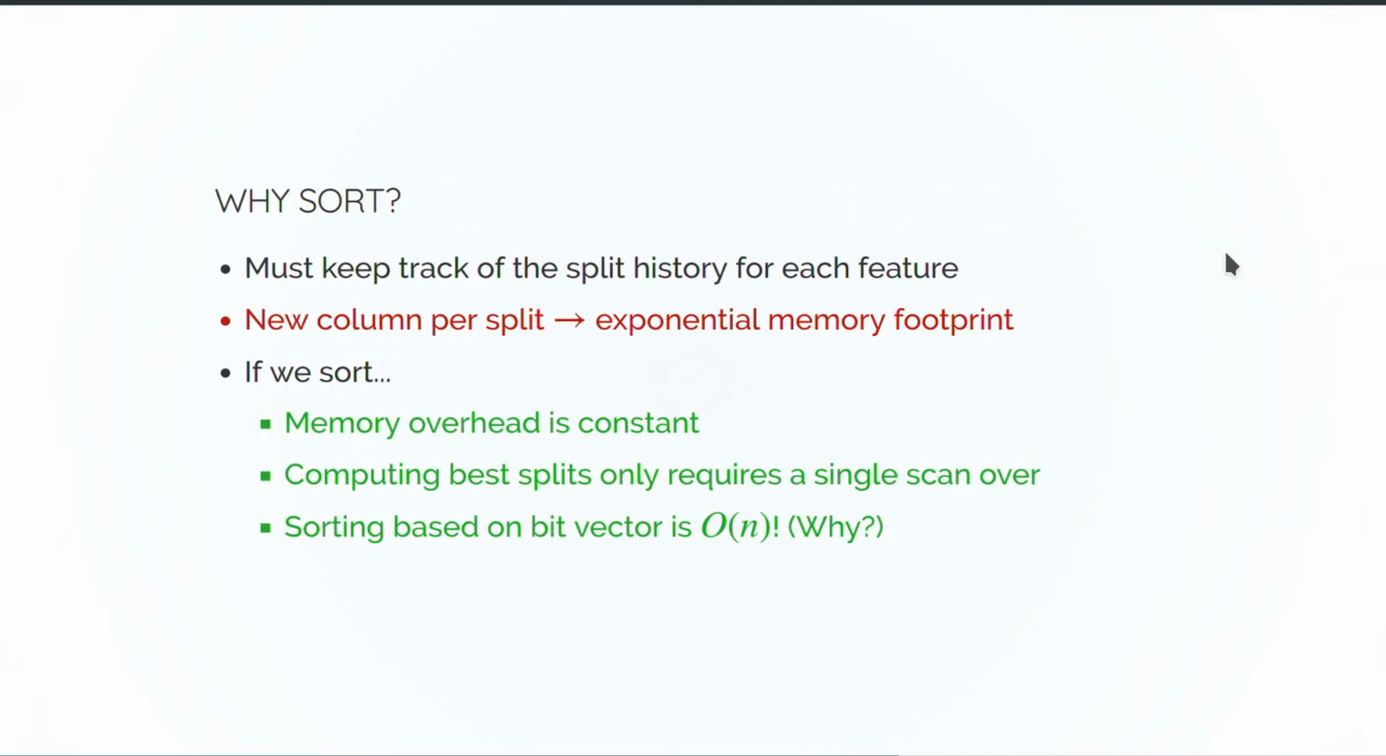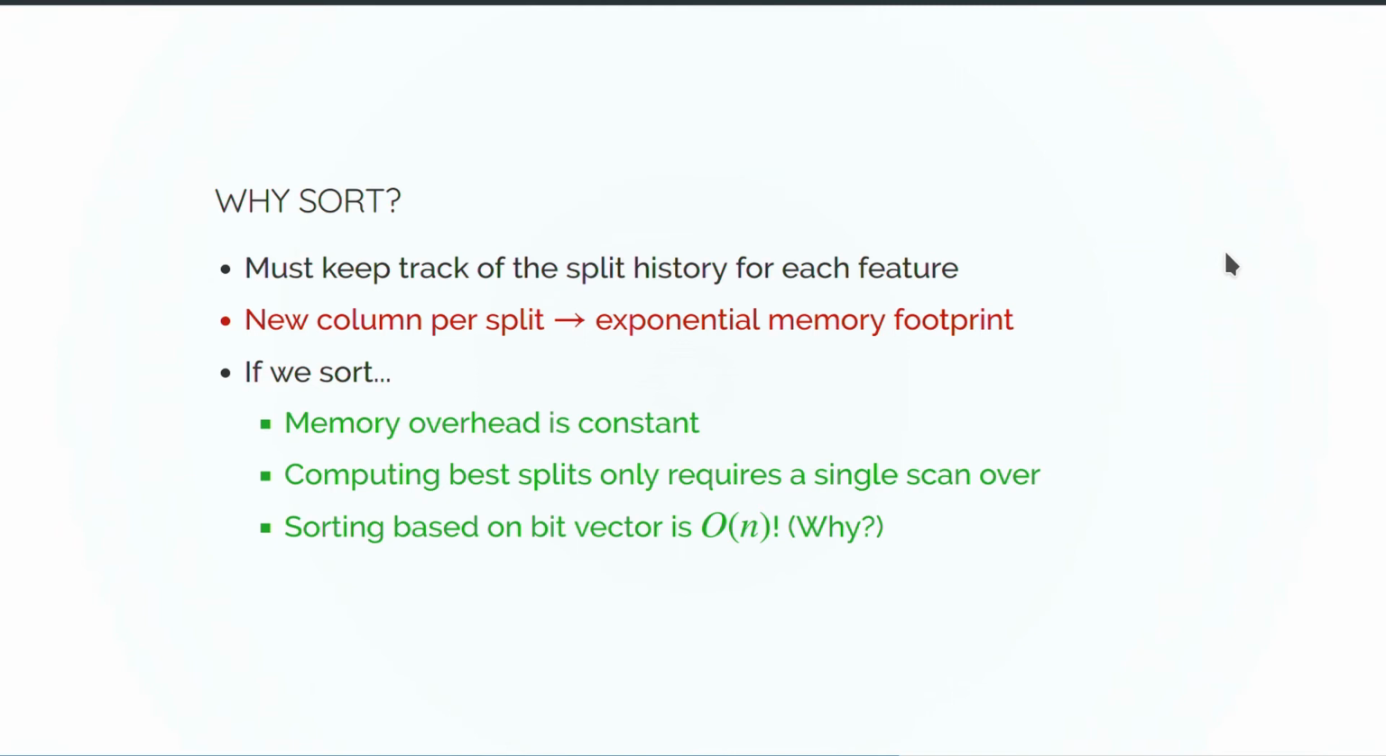Why do we do this sorting? Well, because of the splitting, we have to keep track of the splitting trajectory of each of the training instances. If we were to instead just copy into a new column after every split rather than doing the sorting on our existing data set, we'd have an exponential increase in the memory utilization. It would be exponential in the depth, or the number of training iterations. Instead, when you sort, you're reusing your existing memory, and so the footprint of your memory is constant.